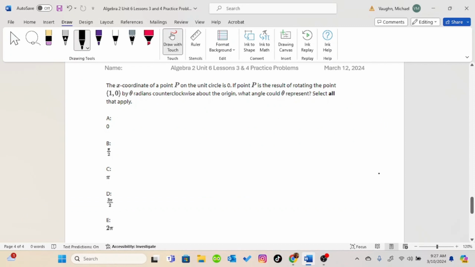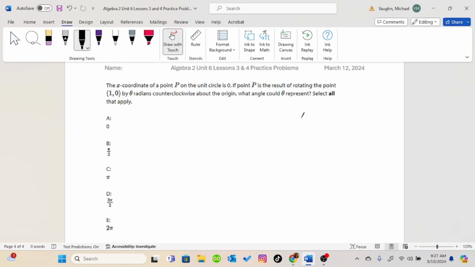The x-coordinate of a point P on the unit circle is 0. If point P is the result of rotating the point (1, 0) by theta radians counterclockwise about the origin, what angle could theta represent? Select all that apply.